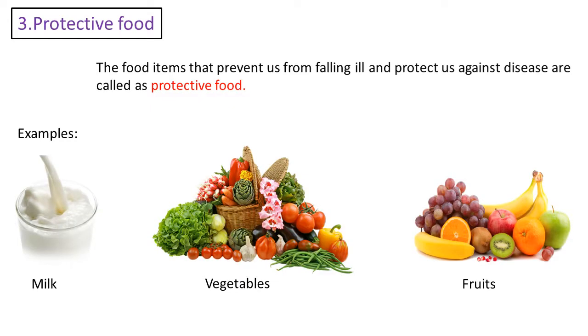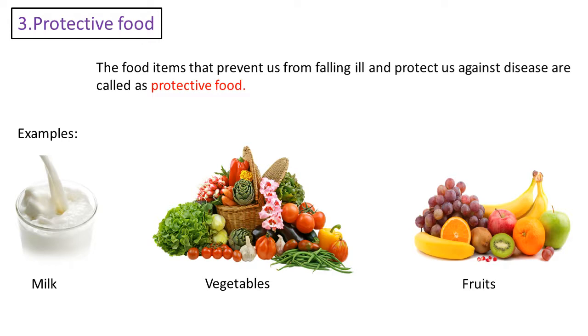Now the next type of food is protective food. So far we have learned bodybuilding food, then we learned energy giving food. Now this time we are going to learn protective food. Remember children, we are learning kinds of food and this is the third type of it.